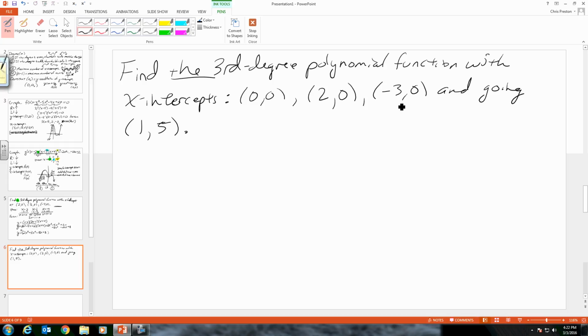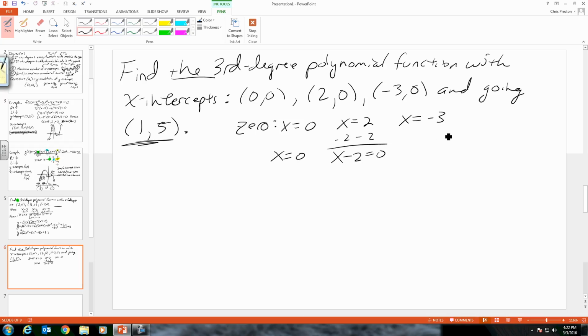So since we know the x-intercepts, we know the zeros are x equals 0, x equals 2, and x equals negative 3. Notice I'm not using this (1, 5) yet. That's not an x-intercept, so that has nothing to do with the factors or the zeros. So I'm going to subtract 2. So x minus 2 is equal to 0. Notice this is already equal to 0, so I don't have to do anything to that. Add 3. x plus 3 equals 0. And so these are my factors.